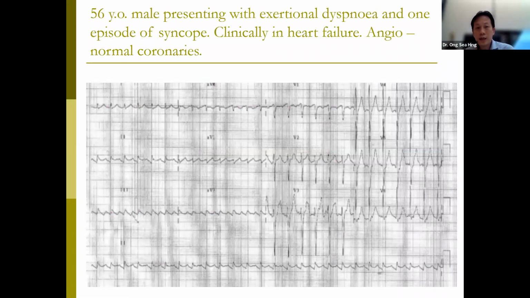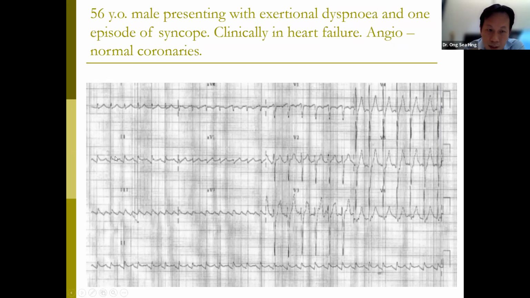A 60-year-old gentleman presents with shortness of breath, exertional dyspnea, and one episode of syncope, and clinically he is in cardiac failure. When you do an angiogram, he has normal coronaries. So what is this ECG? It looks like sinus tachycardia, but look at lead 3 and lead AVF. You will see a sawtooth appearance in lead 3 and AVF. You know that this heart rate is very, very fast. If you look at the leads, you can see the P waves here and here.